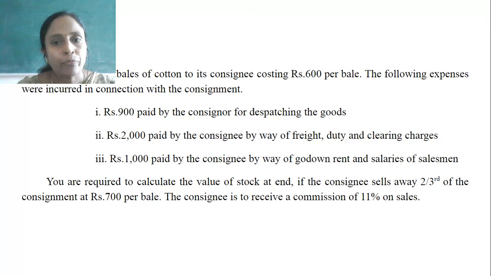Okay, now we can see one example. In a consignment process, totally 100 bales of cotton are sent by consignor. It cost rupees 600 per bale. Okay, the cost of one bale is rupees 600, and the following are some expenses incurred on consignment.